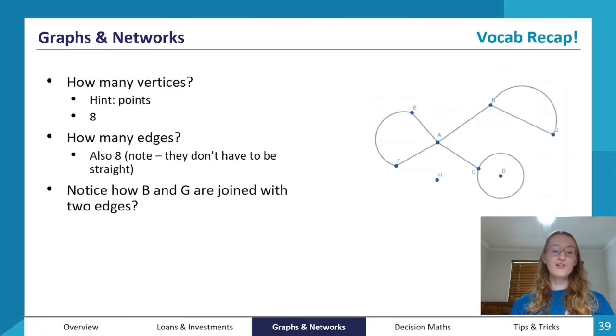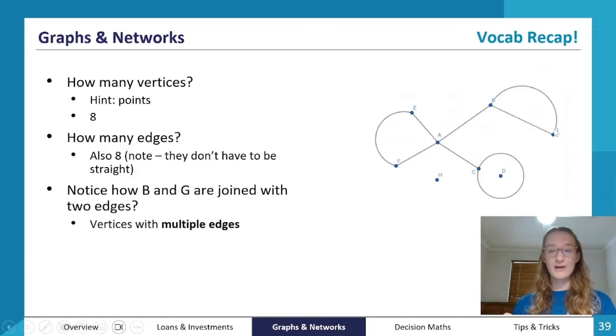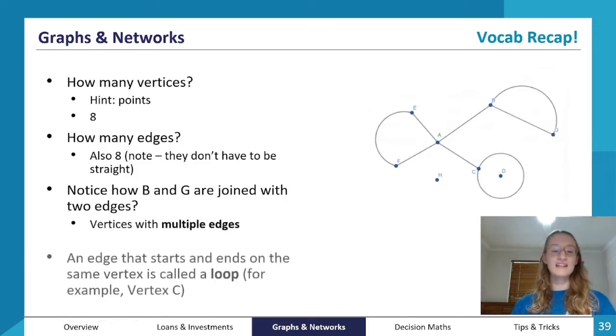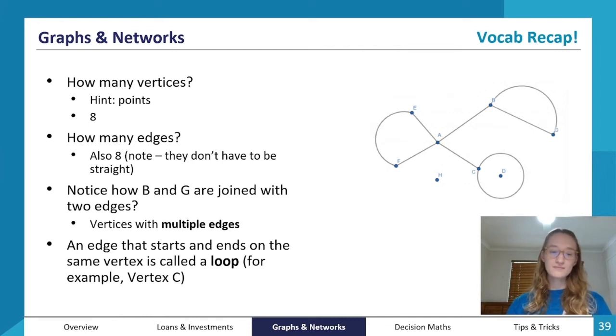Another thing I'd love you to notice is that B and G are connected by 2 different edges, and that's called having multiple edges, when there's multiple edges connecting the same vertices. And finally, we have an edge that starts and ends on the same vertex, and that's called a loop. That's, for example, what we have on vertex C here.